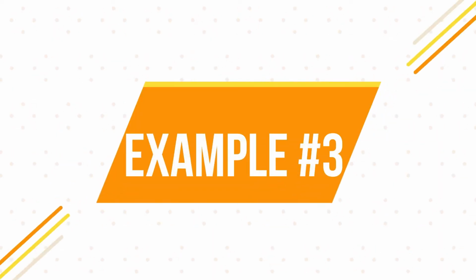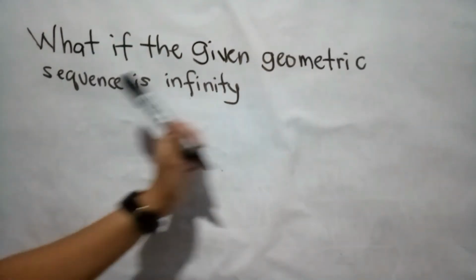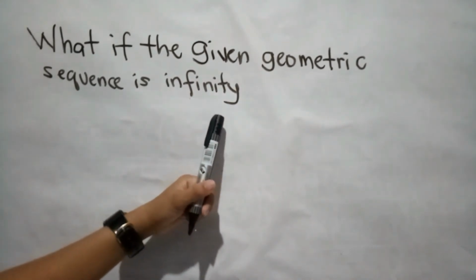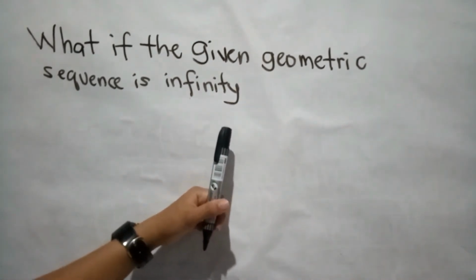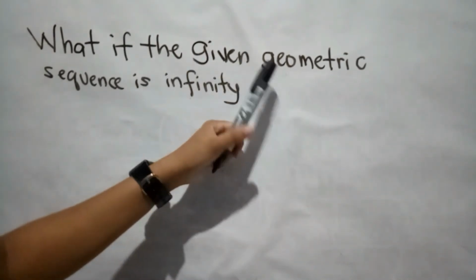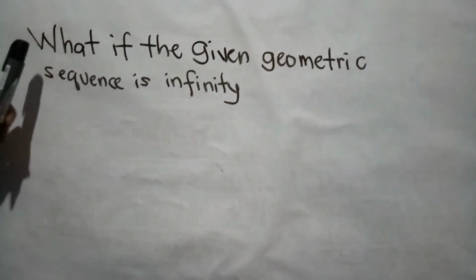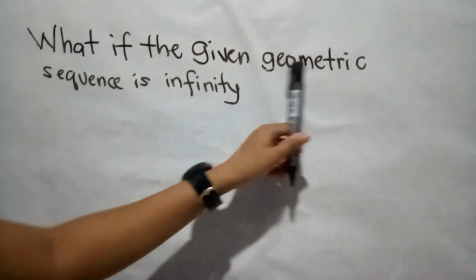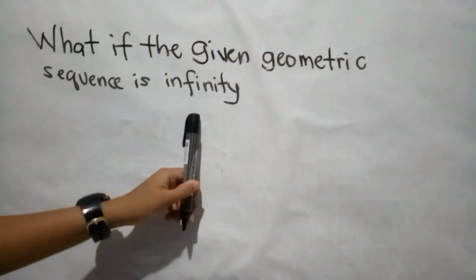Example number 3. What if the given geometric sequence is infinity? Just like your faith in God. So it is always infinity. Okay, so we have the special case, which is the geometric sequence is infinity.